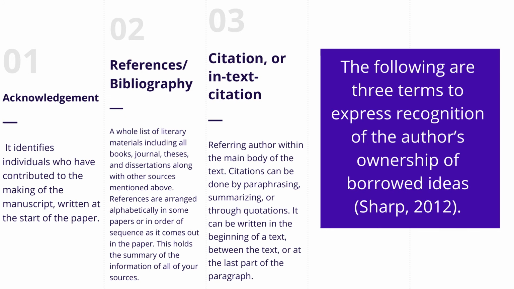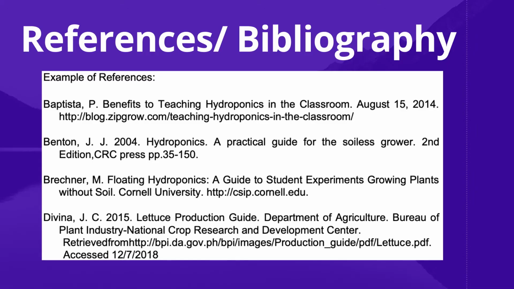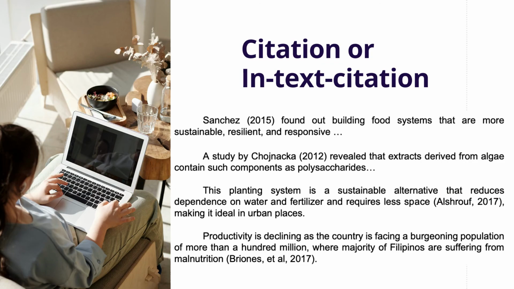Third, citation or in-text citation. It refers to the author within the main body of the text. Citations can be done by paraphrasing, summarizing, or through quotations. It can be written in the beginning of a text, between the text, or at the last part of the paragraph. Here are some examples of references. Here are some examples of citation or in-text citation.